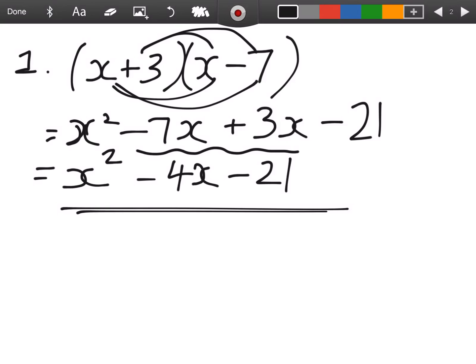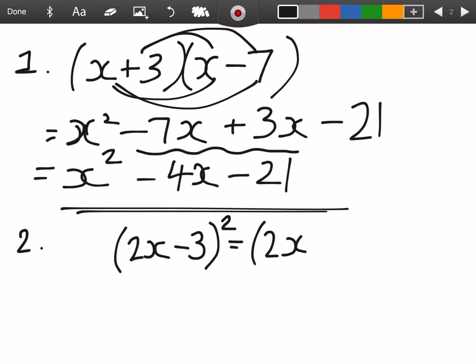Okay, I'm just going to work through a few different types of multiplying out brackets. So the next type of multiplying out bracket question you could get could be one like this. Now, the squared, remember, squared means multiply it by itself. So what we actually are doing here is multiplying the 2x minus 3 by another 2x minus 3. Okay? And just do the same as question 1.